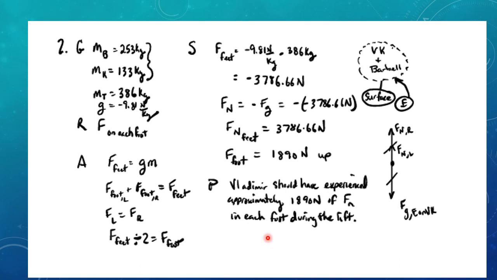I have a system schema, even though of course that's not asked for in any of the questions. Never hurts to do one. And here's where I'm able to identify my system as both Vladimir and the barbell together. This is how I know I want to actually add those two masses together. It's just one visual way I can show this.